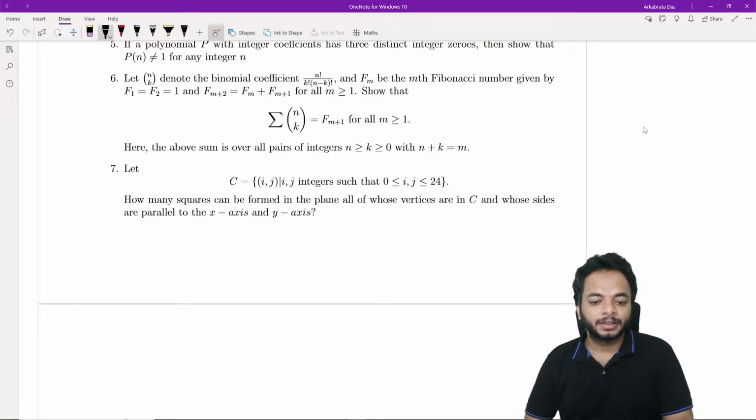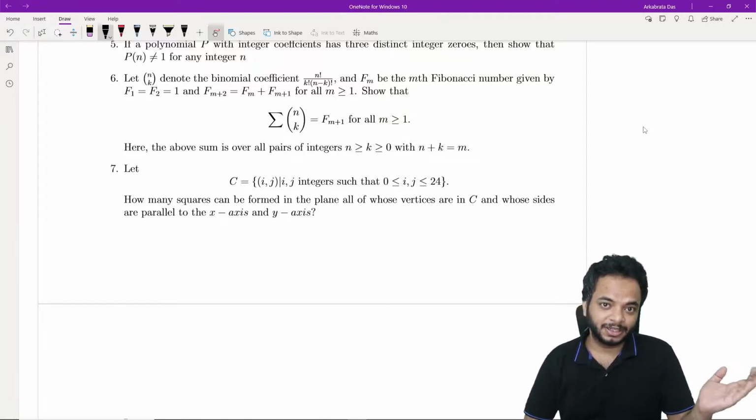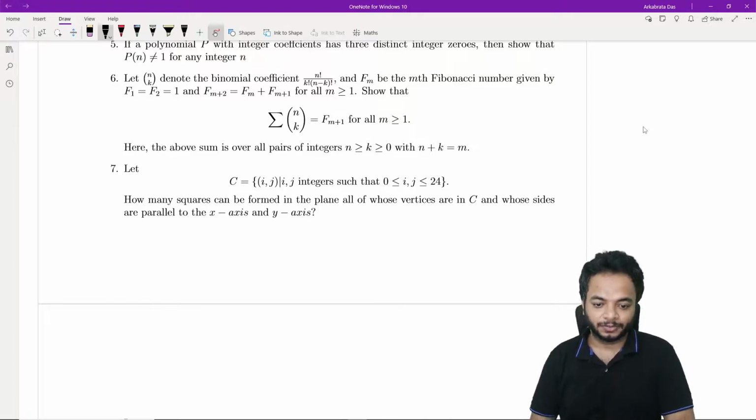So the idea is basically to show that this summation of n choose k, with the given condition, satisfies the recurrence relation of the Fibonacci sequence, and then we would be done. In the Fibonacci sequence, you know that f_{m+2} is equal to f_m plus f_{m+1}. So why don't we start with the left hand side, f_{m+2}, and then proceed.